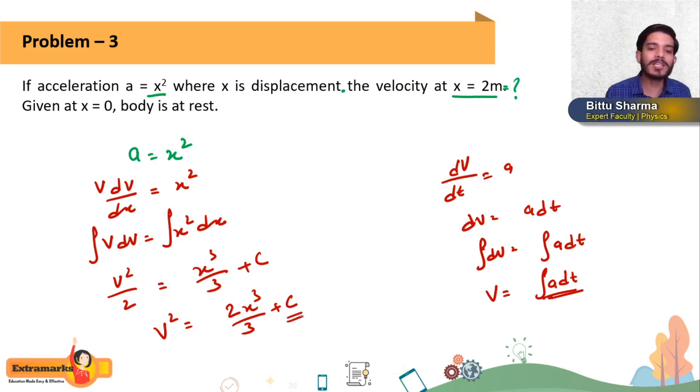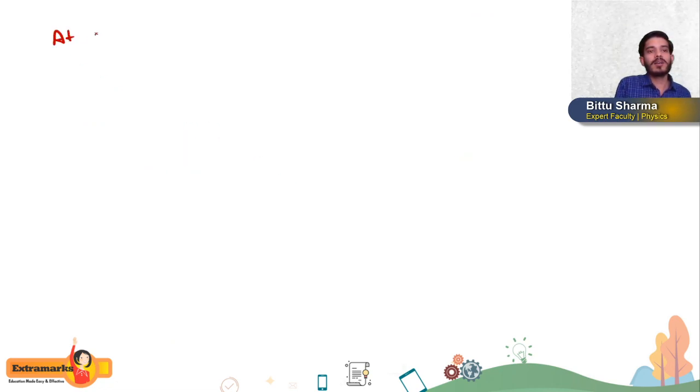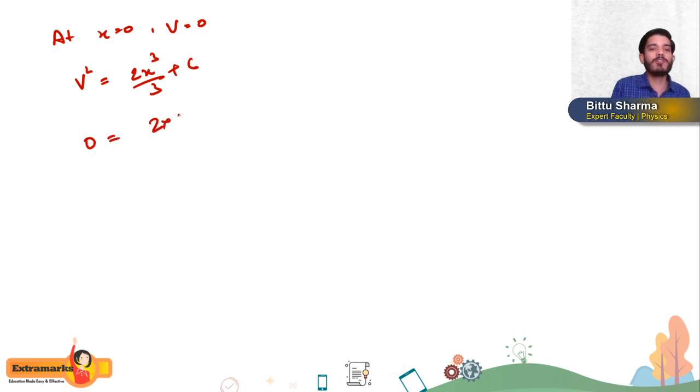Now to calculate the value of the constant, what information is given to us? It is given that at x is equal to 0, the body is at rest. Means at x is equal to 0, velocity is 0. So the velocity square formula we got is 2x cube by 3 plus c. If we substitute 0, 2x cube becomes 0, divided by 3 plus c. From here the value of c we get is 0.